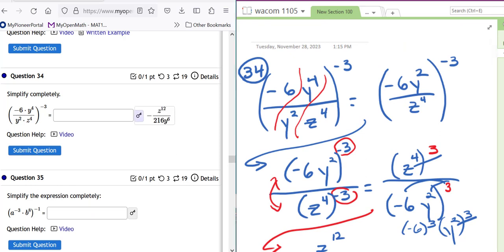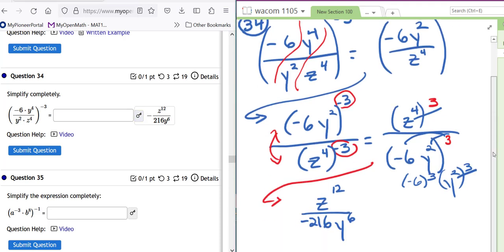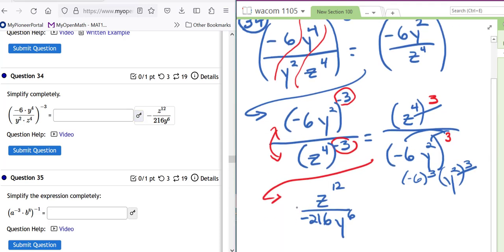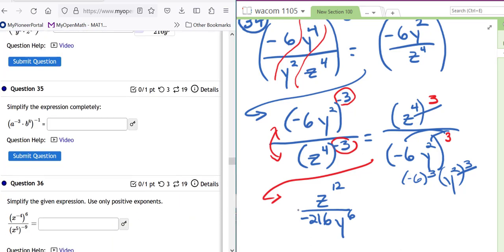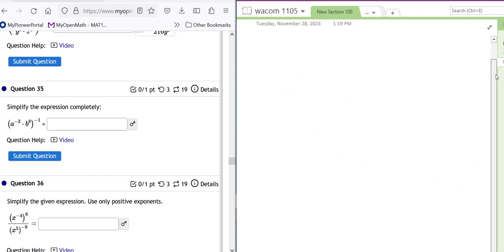Right, you should get to the same answer. It doesn't really matter where that negative is. They show it out front. That's fine. Everything else looks the same. All right, the next one looks a little easier. They give us the hardest one first, it looks like.